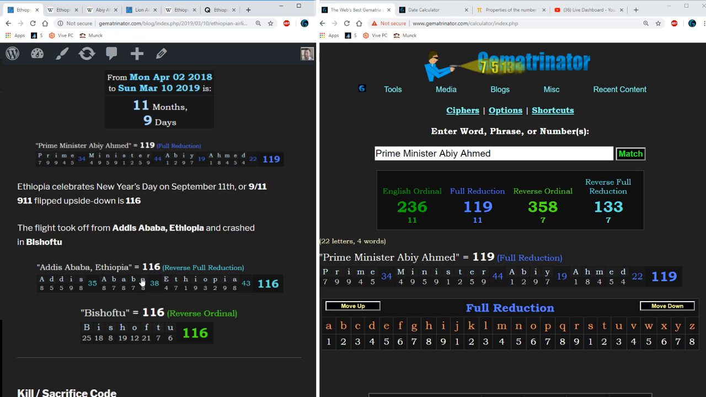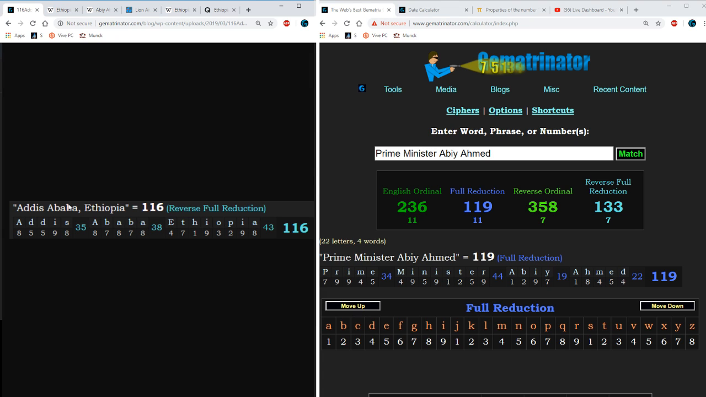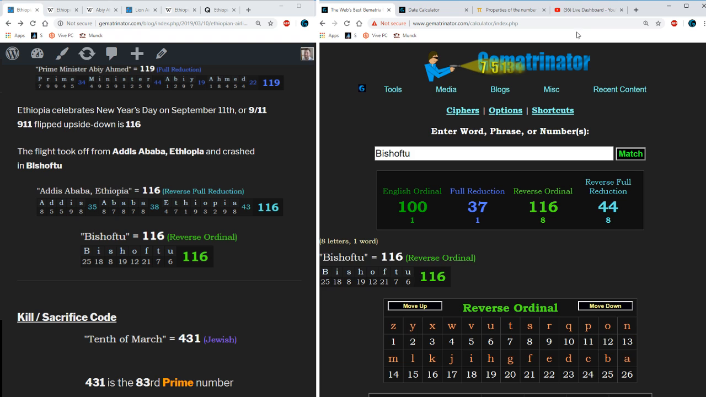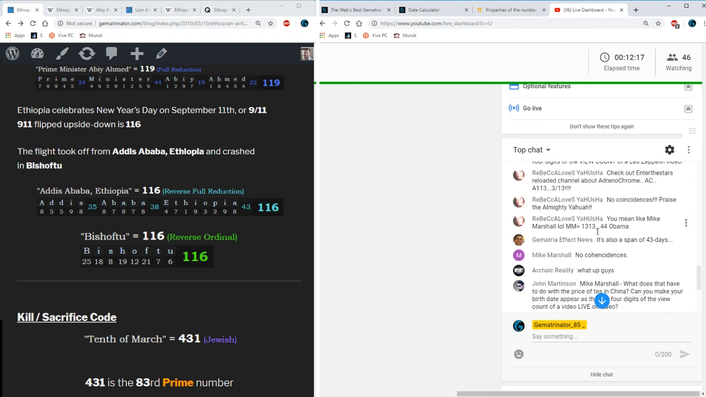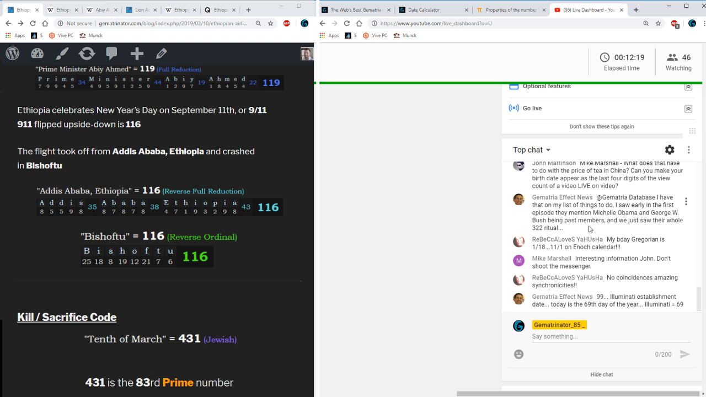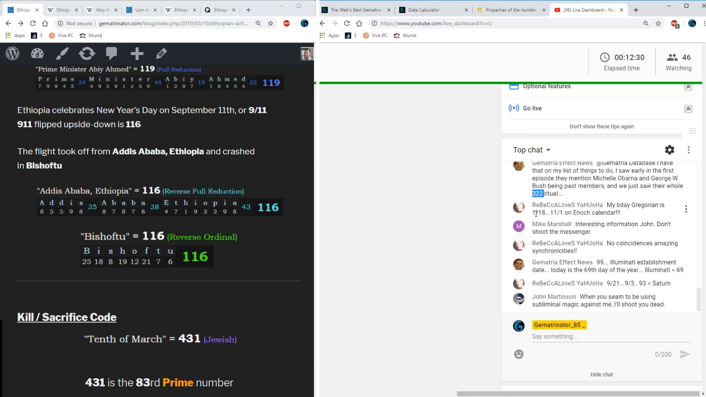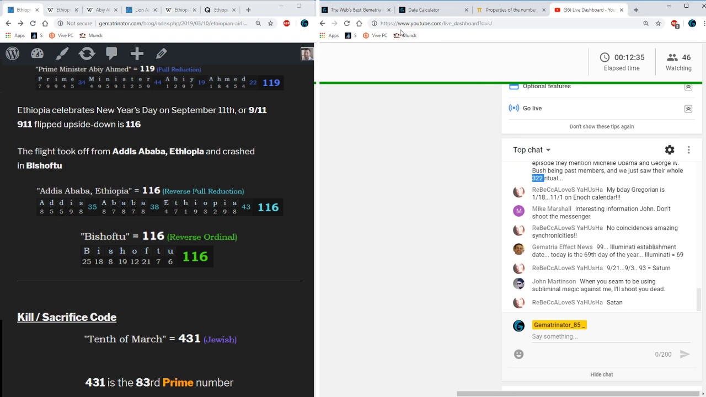Now, if we flip the number 9/11 upside down, we get the number 116. This plane took off from Addis Ababa, Ethiopia, which sums to 116, and it crashed in the town of Bishoftu. In the reverse alphabetic order, Bishoftu equals 116. Yeah, there was something with 322 in this also. I noticed how this crash is 3 months and 22 days before the next total solar eclipse. Seems to be something there as well.